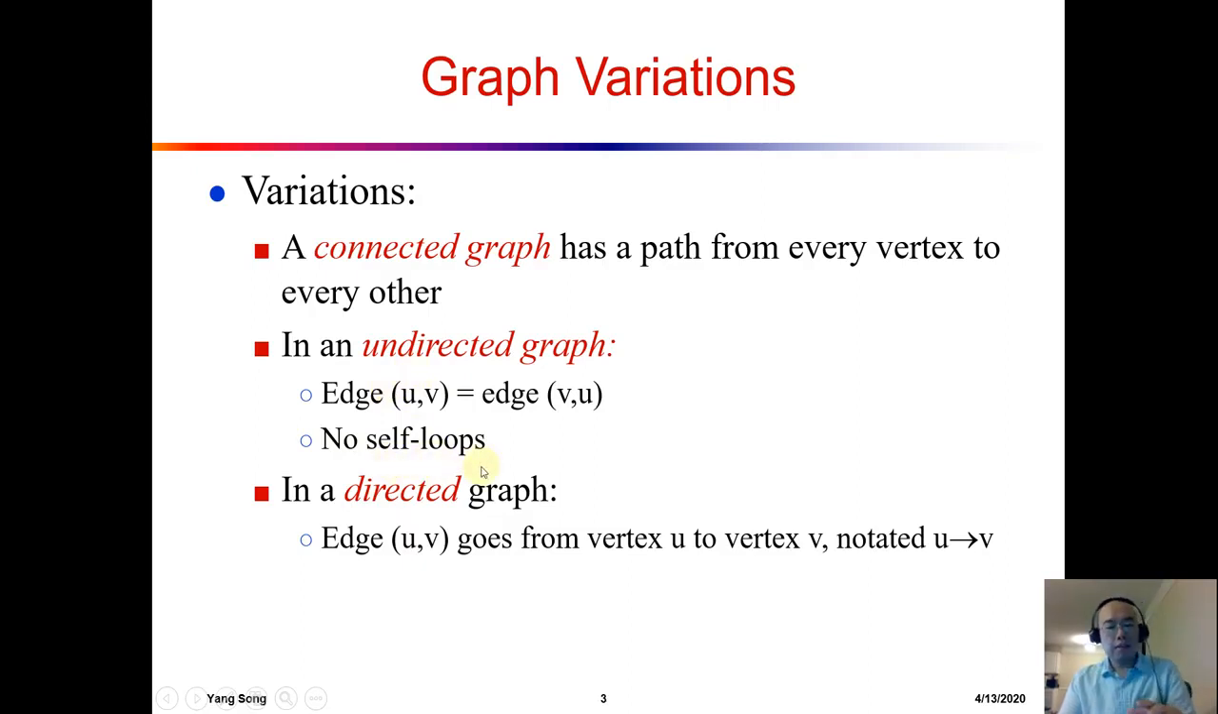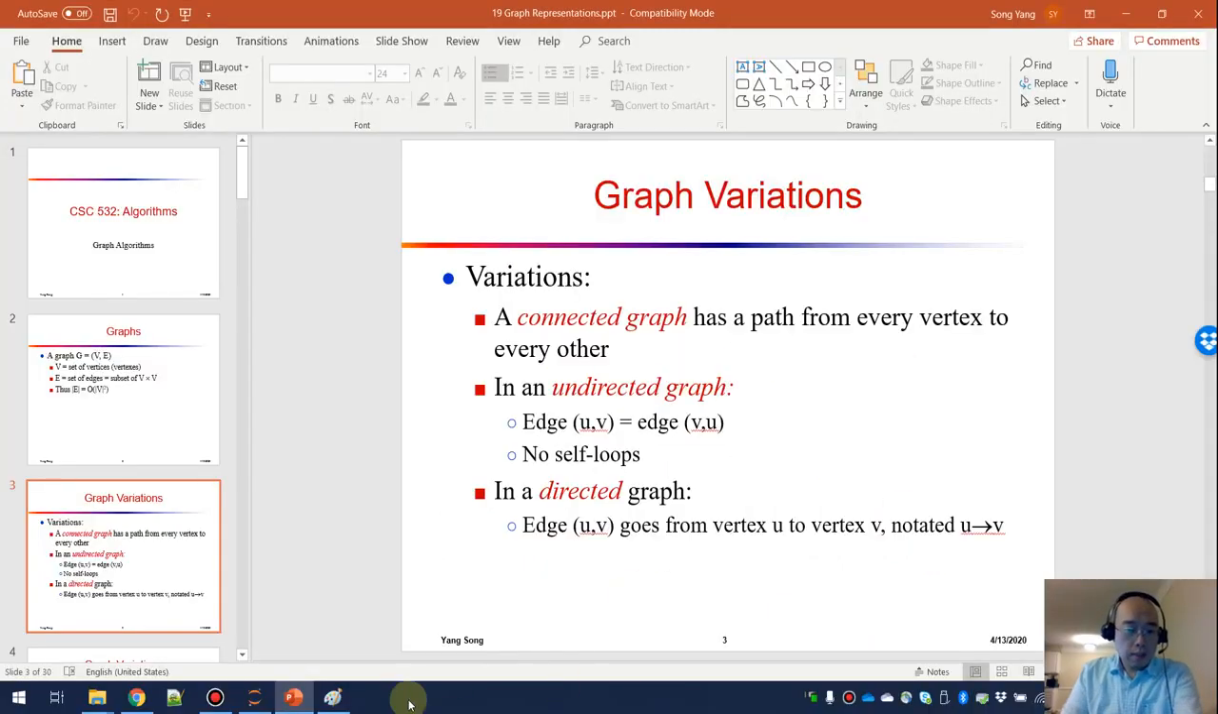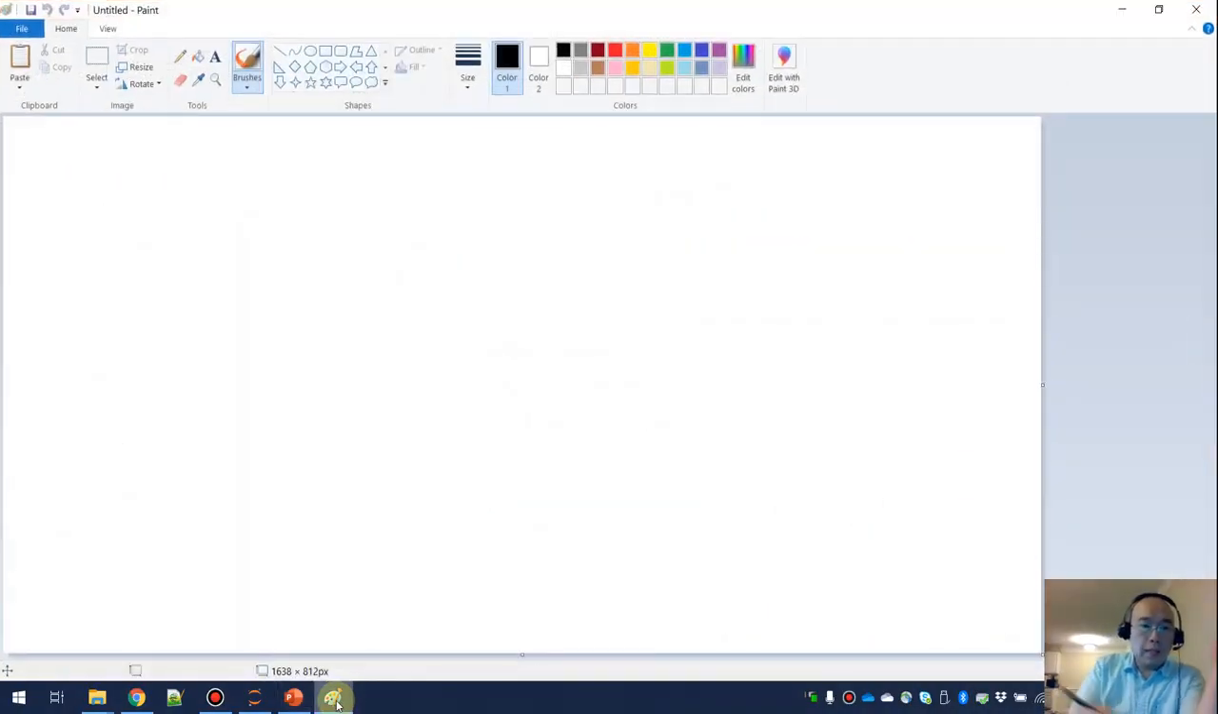And on the other side, how about a directed graph? For the directed graph, the edge U to V goes from the vertex U to the vertex V, and we note it as U to V. Okay, so if we want to draw that here, we have the node U, and then the node V.